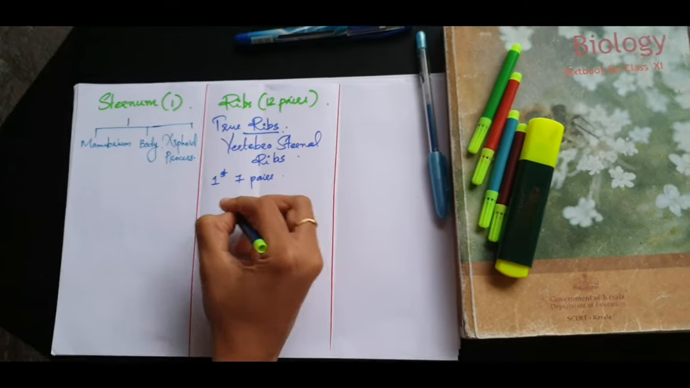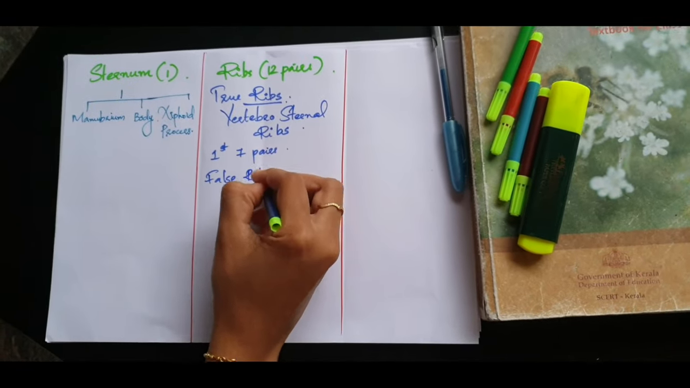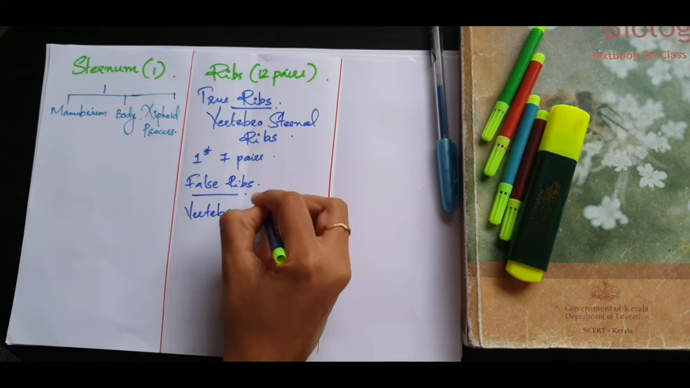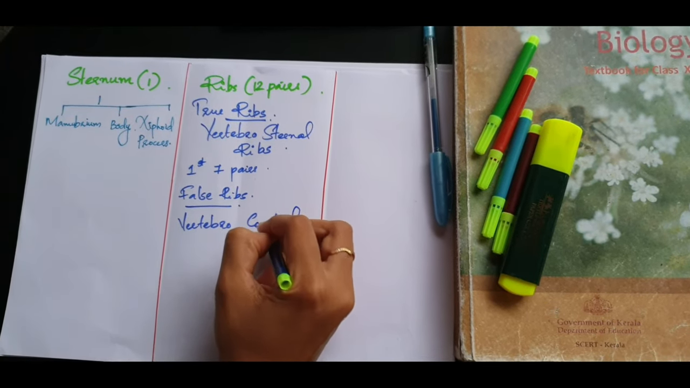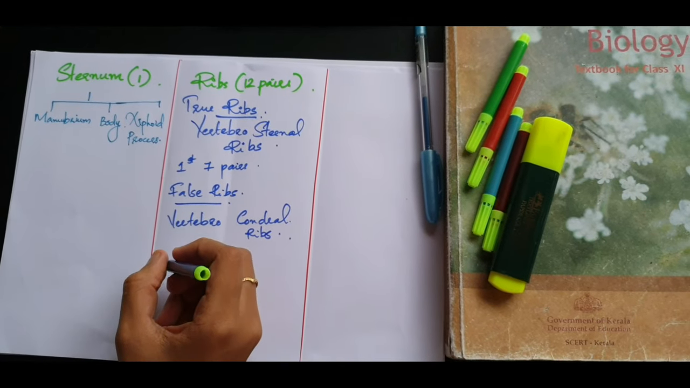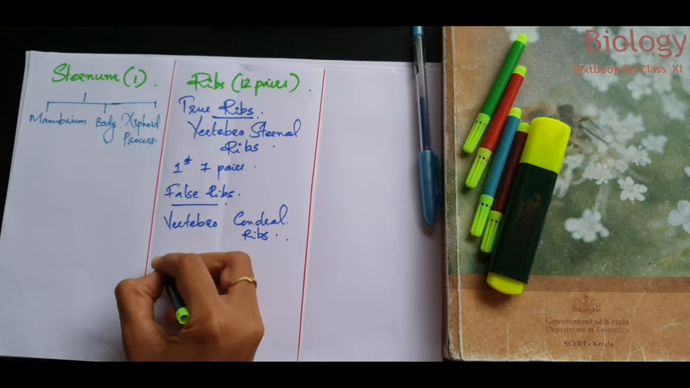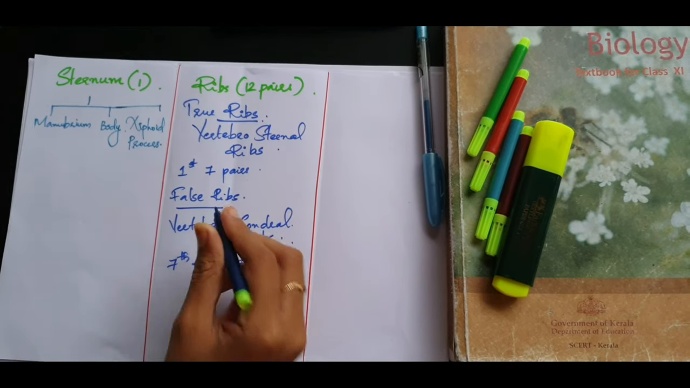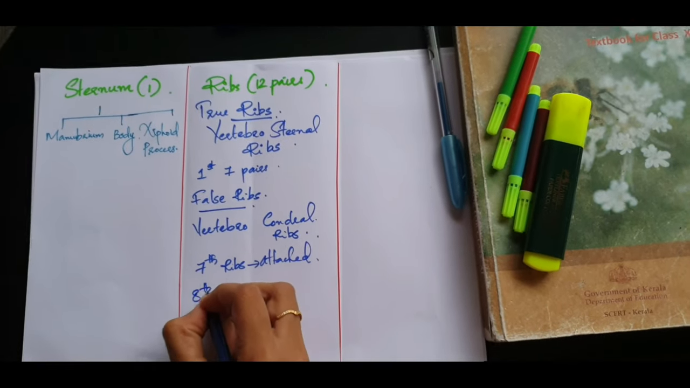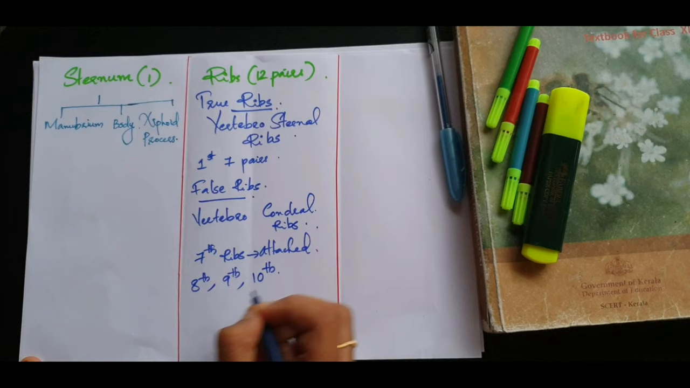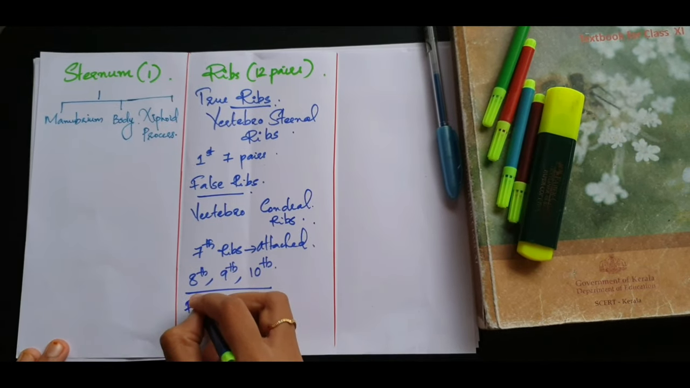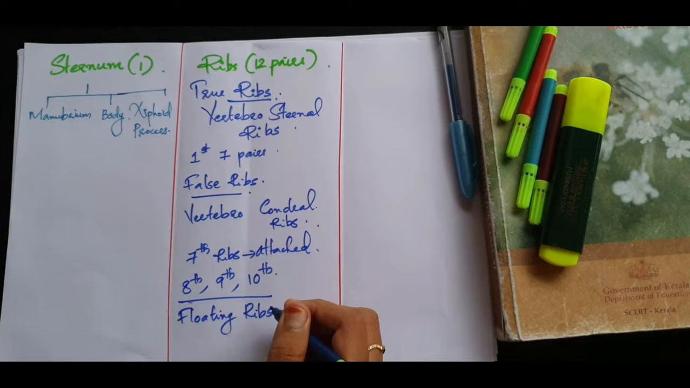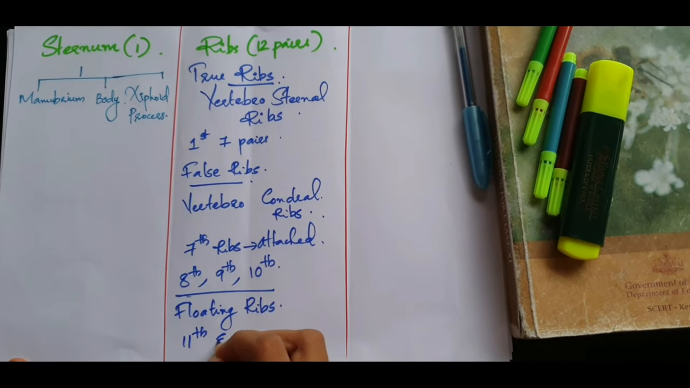Next, the second type is false ribs, also known as vertebrochondral ribs. They are ventrally attached to the seventh rib. The false ribs are the 8th, 9th and 10th pairs. And at last, floating ribs. They have no ventral attachment, that is the 11th and 12th pair.